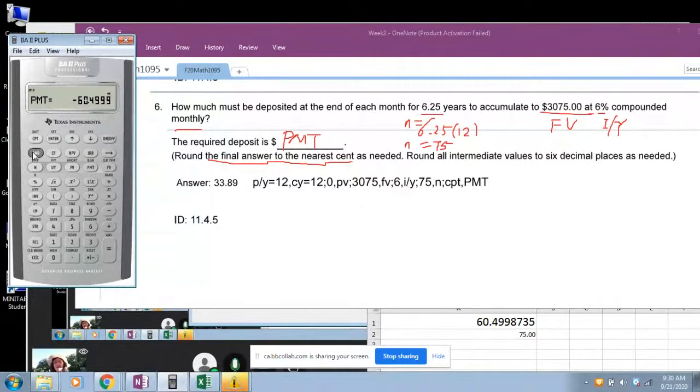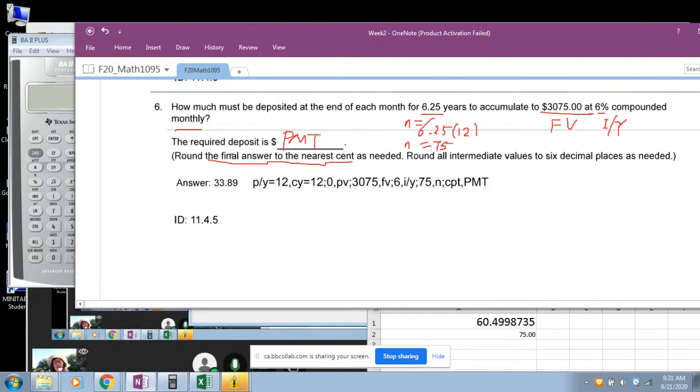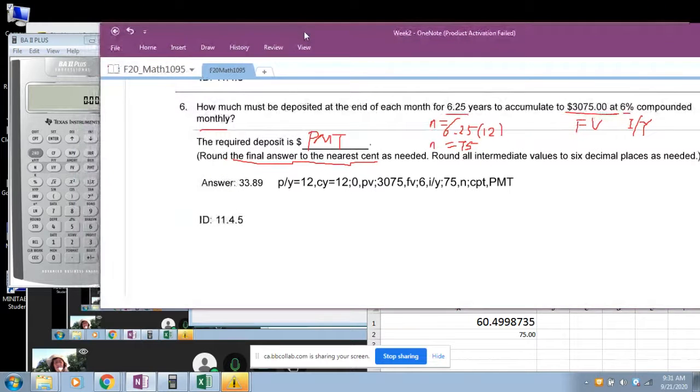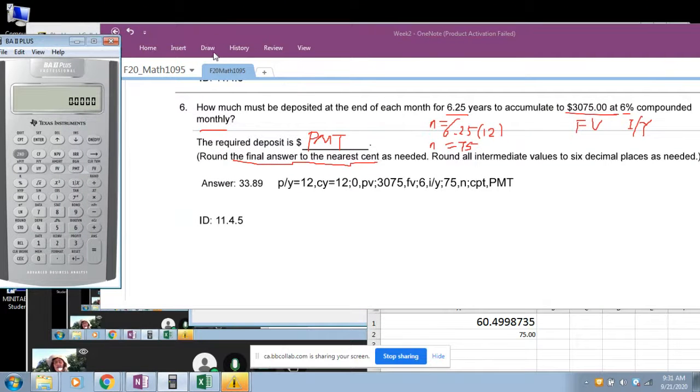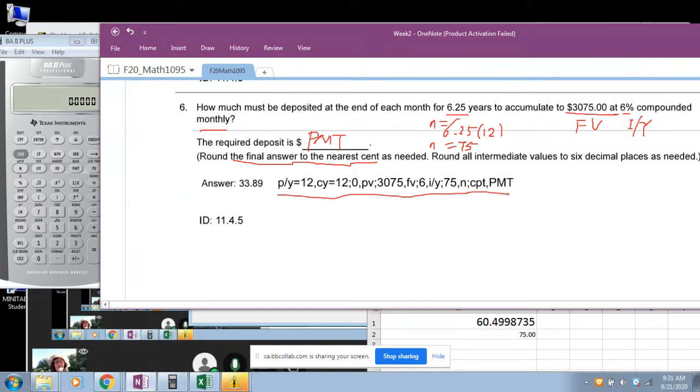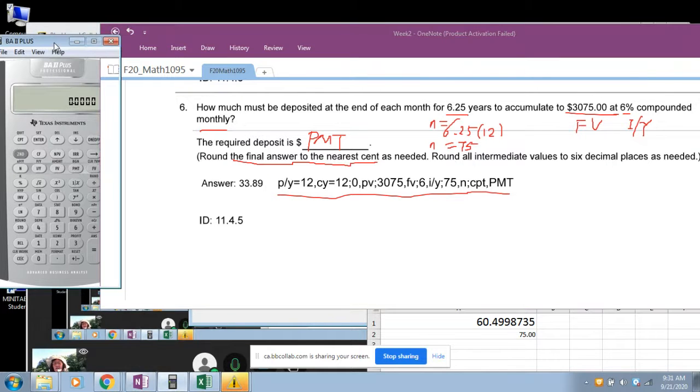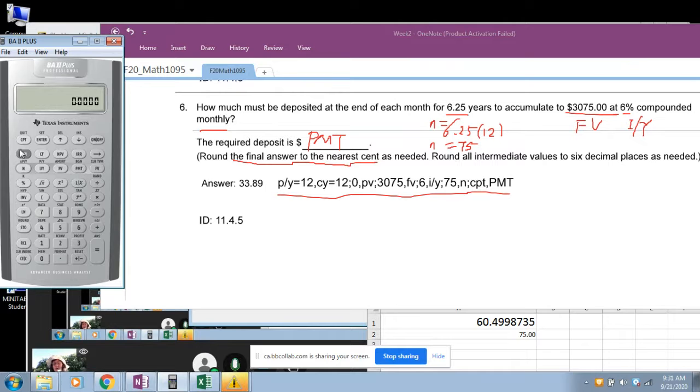Calculator. Second quit. By the way, I listed the calculator method here. See, I already typed it in. This is the calculator method. So you need to set up PY equal to 12. Second PY, 12, enter, and then use the down arrow key. Make sure CY equal to 12, enter. Then second quit.